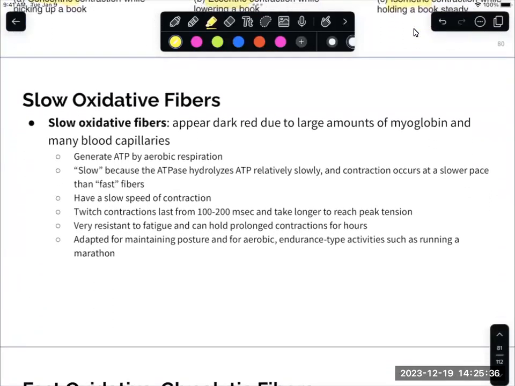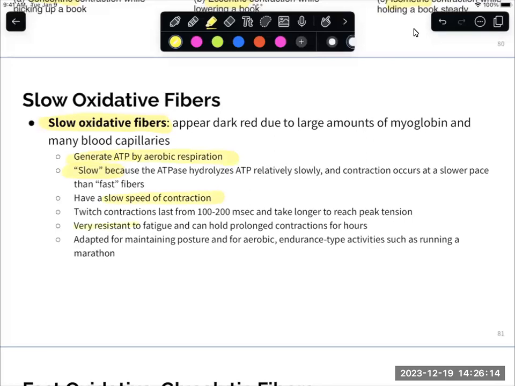All of our muscles are made up of different types of fibers. So we have slow oxidative fibers. Slow means they're slower to contract. Oxidative, they use oxygen, so they make their energy, their ATP, through aerobic respiration. They have that slow rate of contraction.